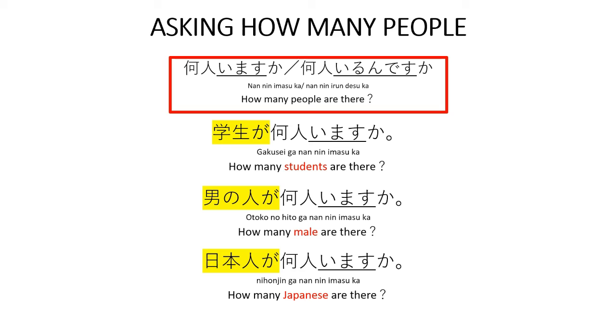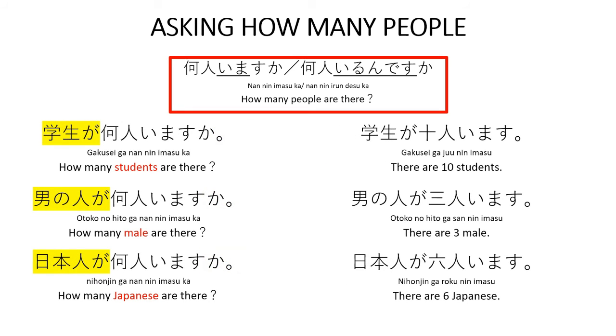For our first example, 学生が何人いますか? 男の人が何人いますか? 日本人が何人いますか? So these are the answers to the questions, my answers. So how many students are there? Gakusei ga nannin imasu ka? Then I say, gakusei ga 10人います. Here we can omit gakusei ga and just say 10人います, 10 students.